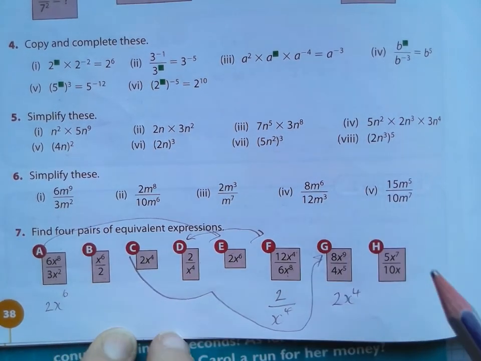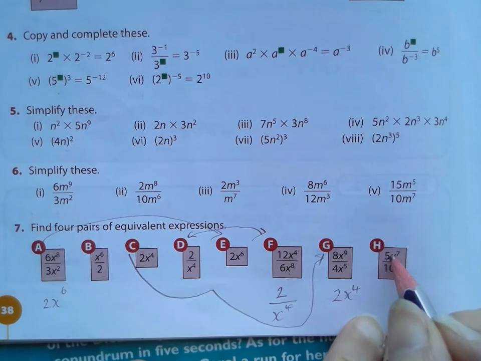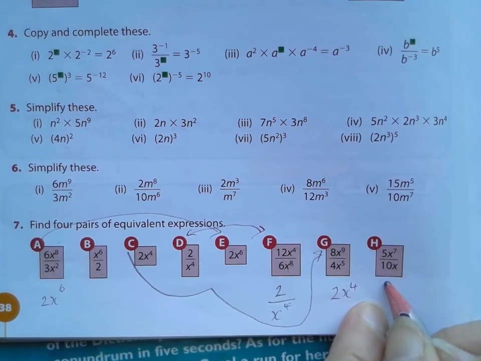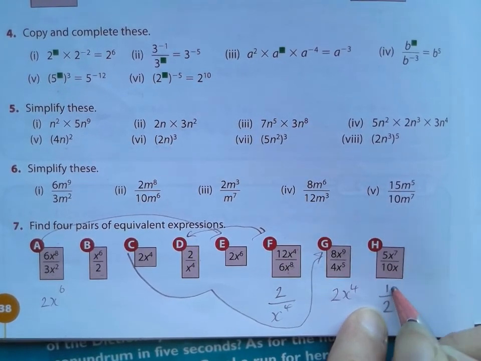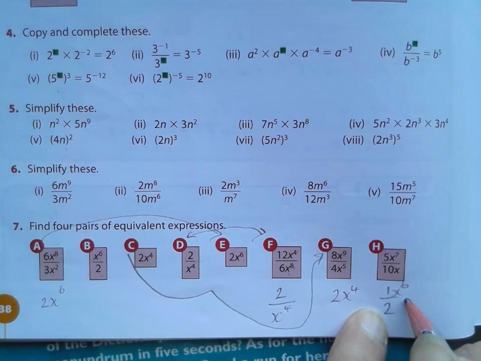And this one's going to be 5 over 10, so it's 1 over 2. X to the power of 6. So x to the power of 6 over 2, so that's going to be B.